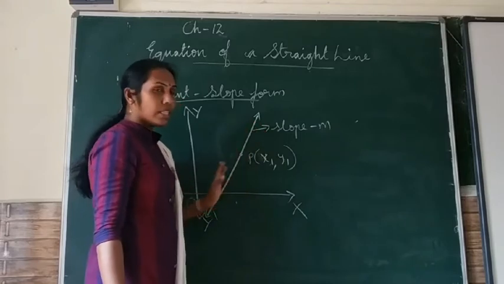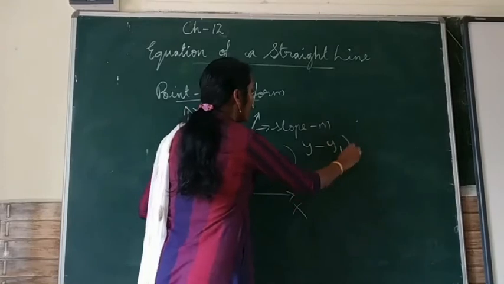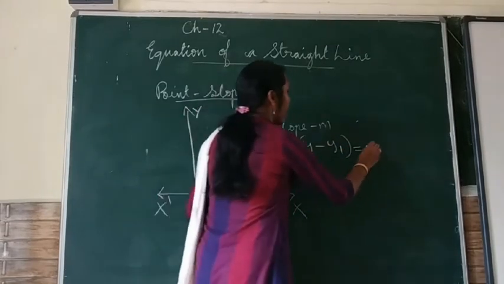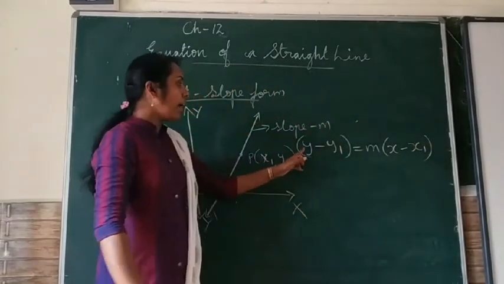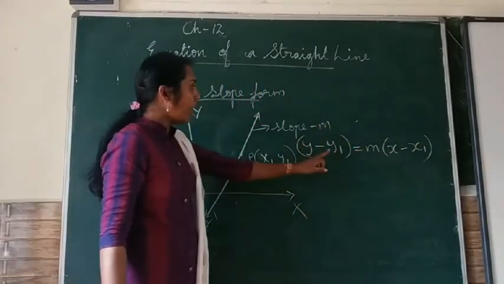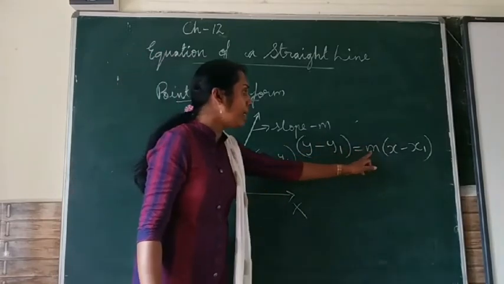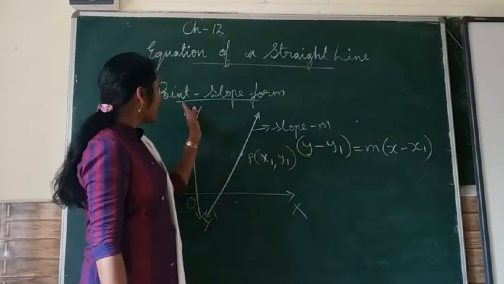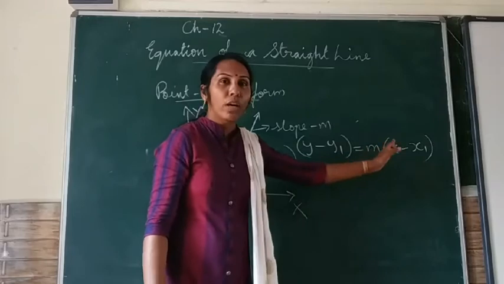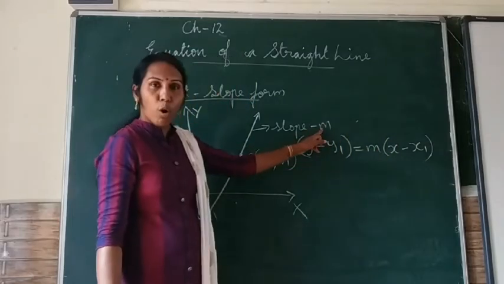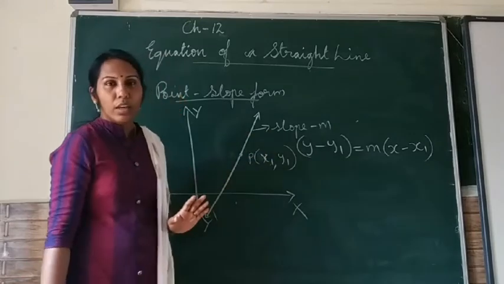Now the equation of this line can be written as y minus y1 is equal to m into x minus x1. Here y and x will be variables and x1, y1 will be given. They are given points and m is the slope. So that is the point slope form of an equation: y minus y1 is equal to m into x minus x1. In this, the slope will be given and also a point through which the line passes will be given.